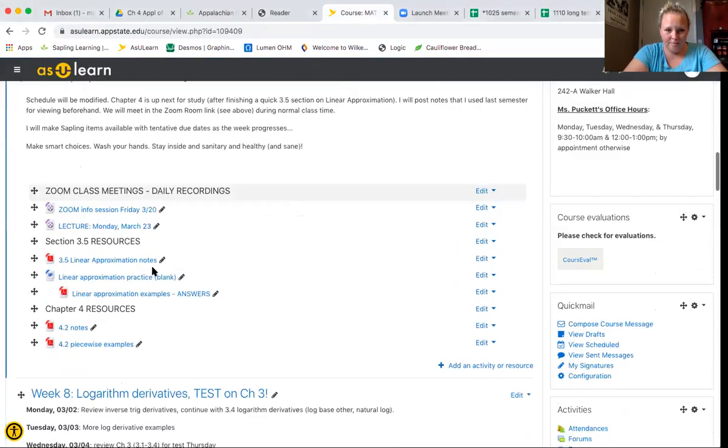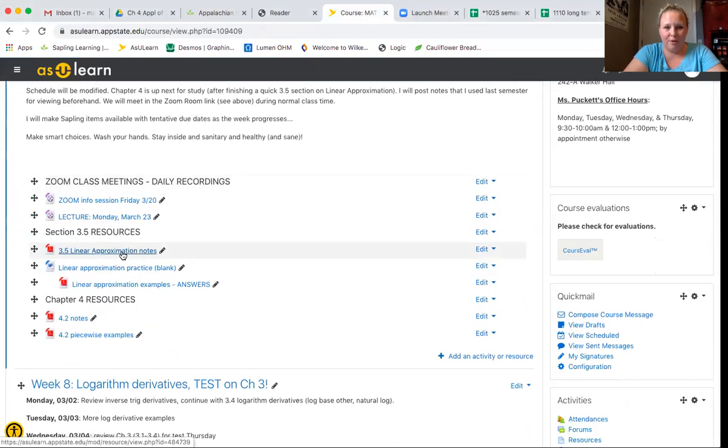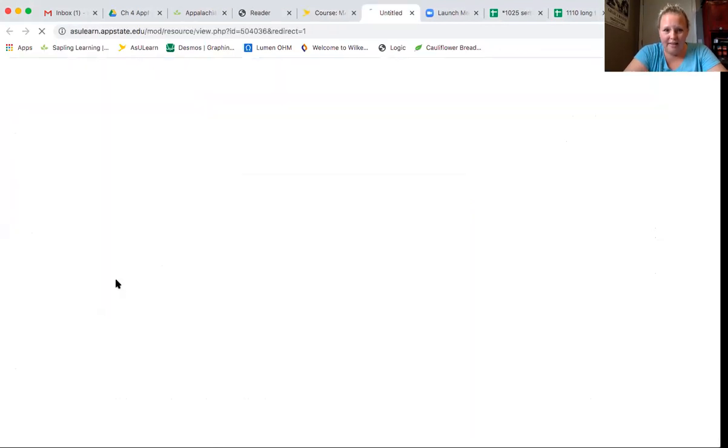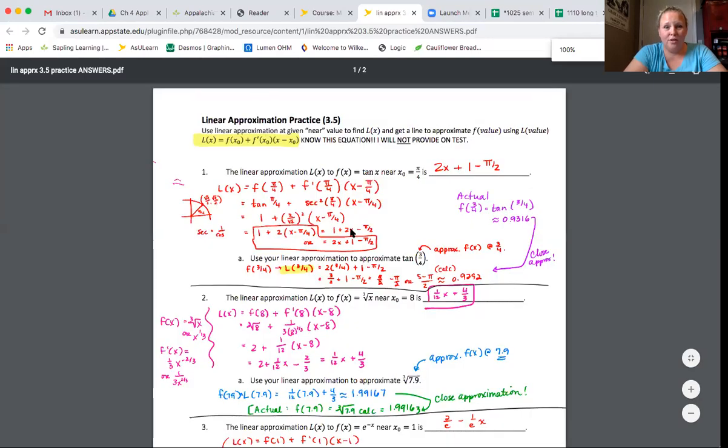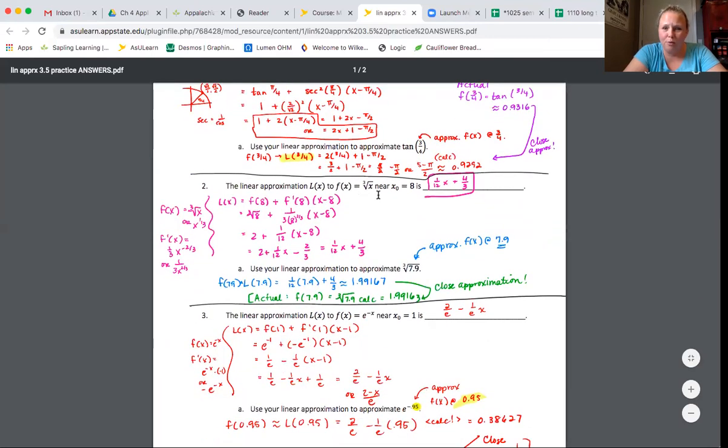Okay, so I did post in, where are we? As you learn, 3.5 linear approximation notes. So there's notes there. There's a blank practice sheet. And then this morning it occurred to me that I didn't post the answers to those. So I posted, I mean, it's just examples using a trig function and examples using a cube root function.